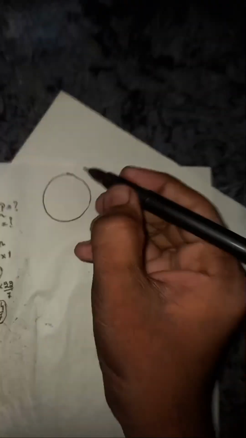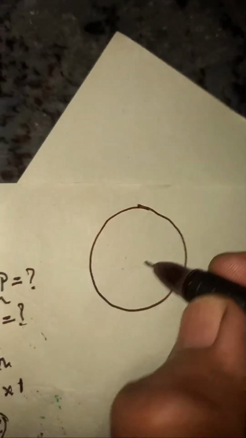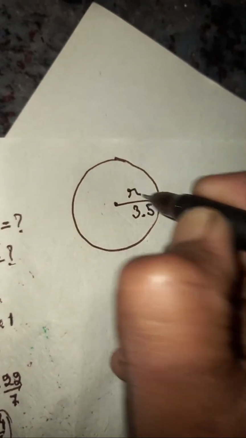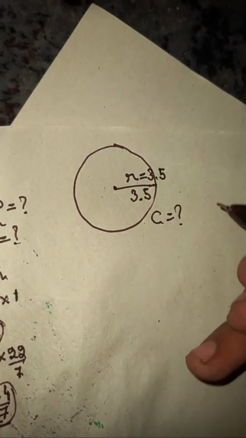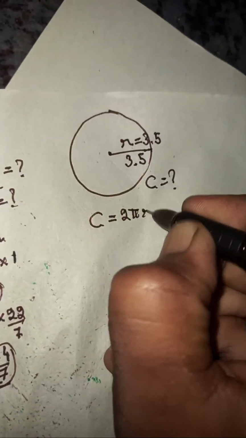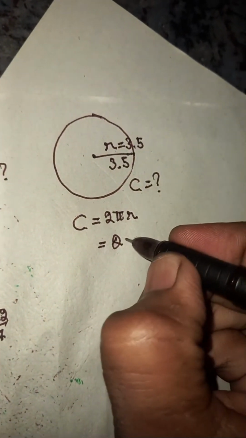Let's take one more circle. In this circle they have given the radius as 3.5 units. Radius equal to 3.5 units. Here also find out what's the circumference or perimeter. Circumference equals 2 pi r. It is going to be written as equal to 2 times of this one, pi.